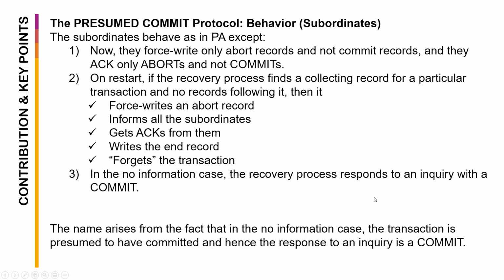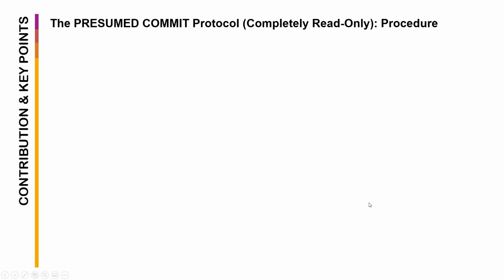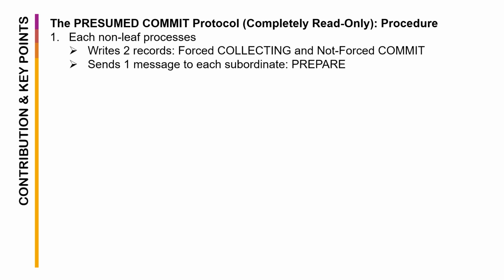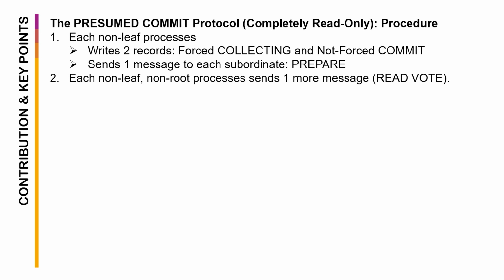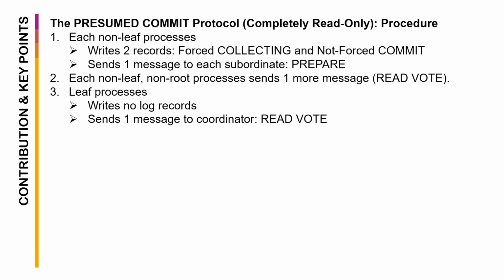Now let's look at the procedure for both completely read-only transactions and partially read-only transactions. So let's look at the completely read-only first. On commits for completely read-only transactions, each one of the non-leaf processes writes two records, a forced collecting and a not forced commit, and then it sends one message, which is prepare, to each subordinate. Furthermore, each one of the non-leaf, non-root processes sends one more message, which is a read vote. Now, the leaf processes write no log records, but each one of them sends one message, which is a read vote, to its coordinator.